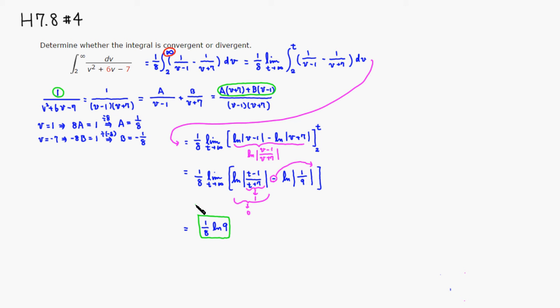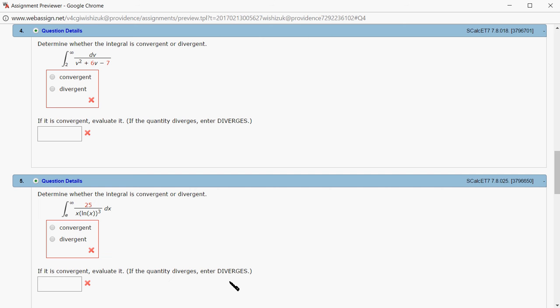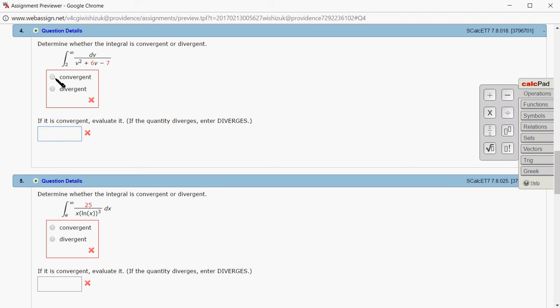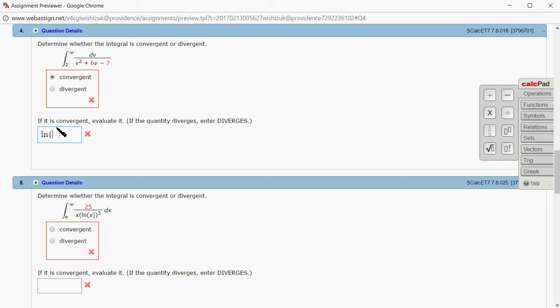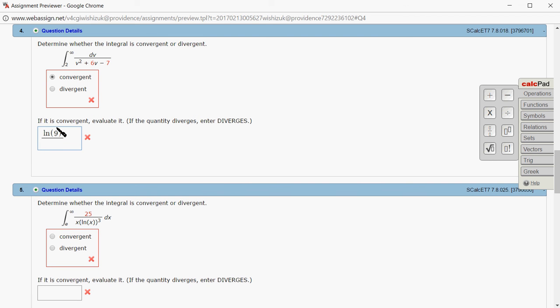Let's double check. This is going to be convergent because we got a finite value. We have natural log of 9, divided by 8.